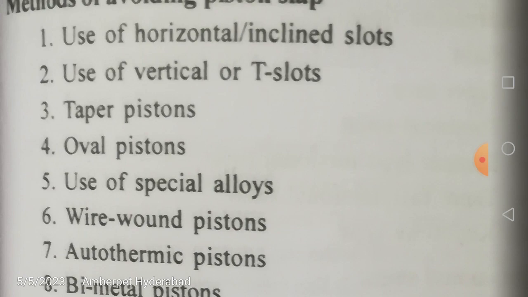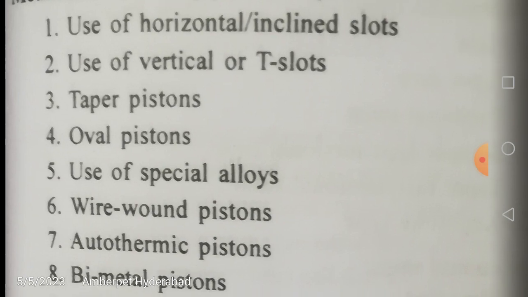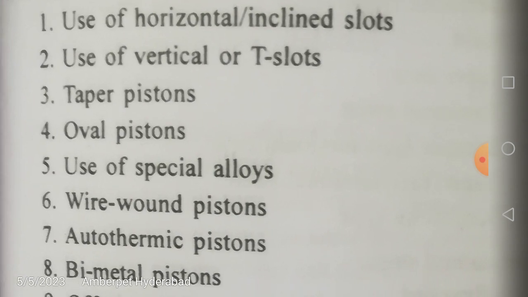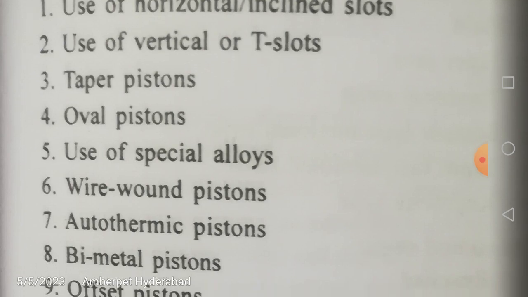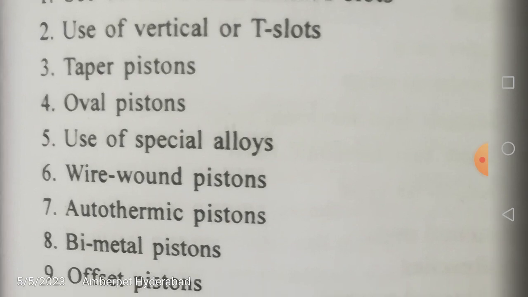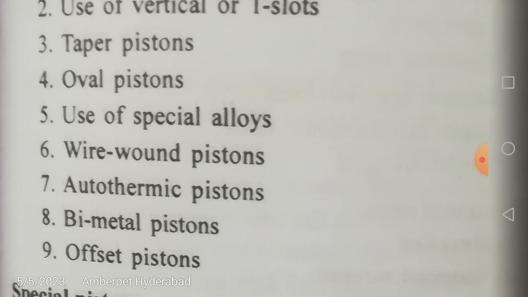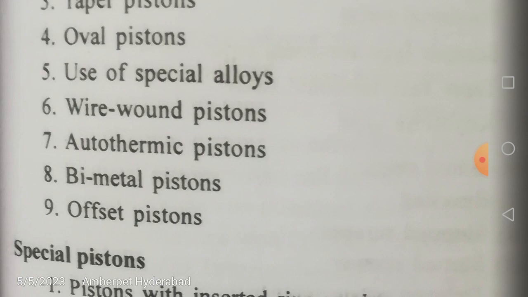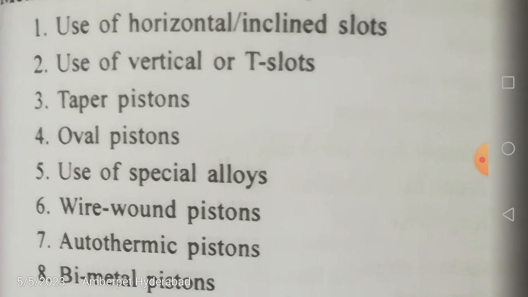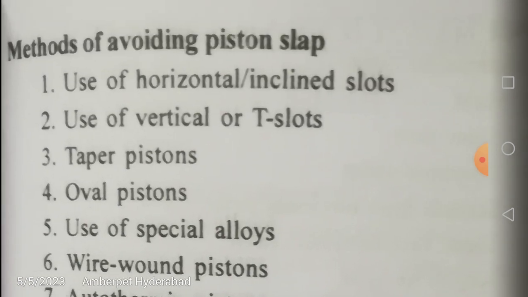The piston should be tapered from one end to the other end, and it can be of oval shape, oval pistons. We can use special alloy pistons also, like wire wound pistons. For example, we can wind a piston with the help of a wire, and autothermic pistons and bimetal pistons. Sometimes a piston is made of two metals. Then finally by using offset pistons also we can eliminate or reduce the problem of slapping in the pistons.